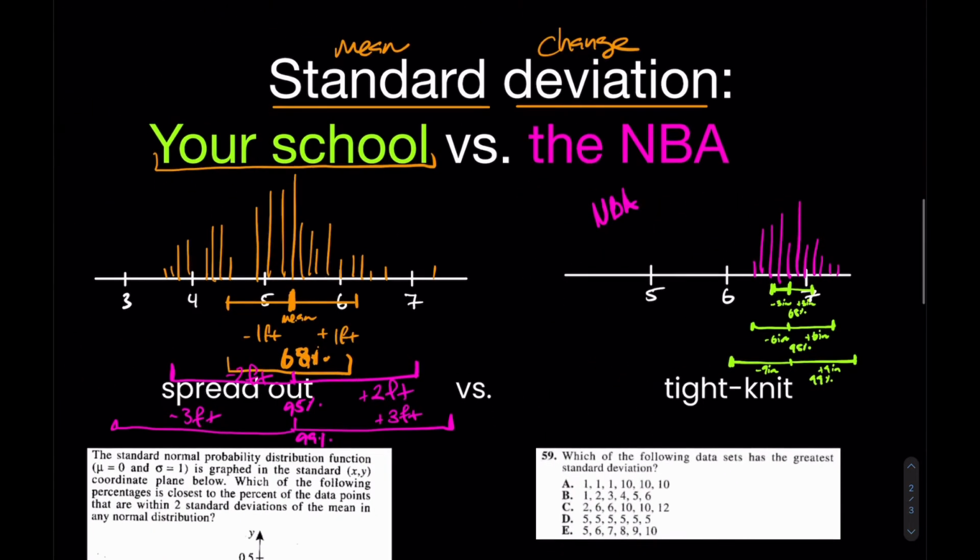So if I were to ask you a quick question, which set of data is more spread out versus which data set is more tight-knit, really more wrapped around the mean?